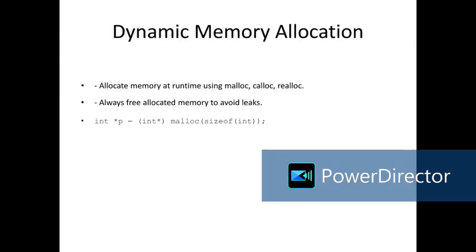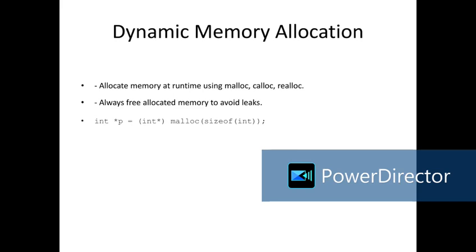Dynamic memory allocation. One of the most powerful uses of pointers is dynamic memory allocation, giving your program the ability to request memory at runtime. In C, we use malloc, which allocates memory uninitialized. calloc allocates memory initialized to 0. realloc resizes previously allocated memory. free releases memory. Here's an example.